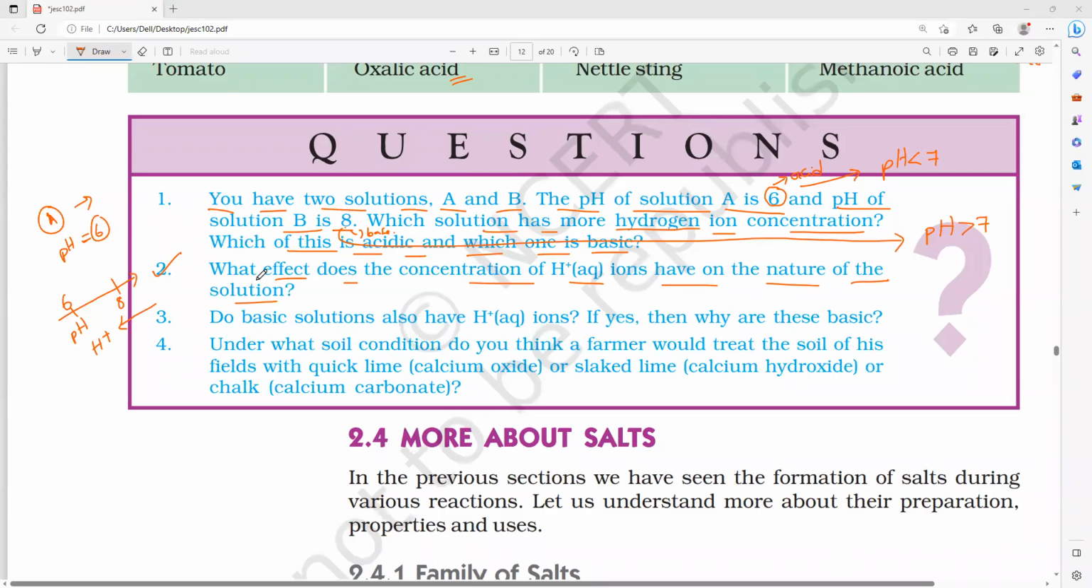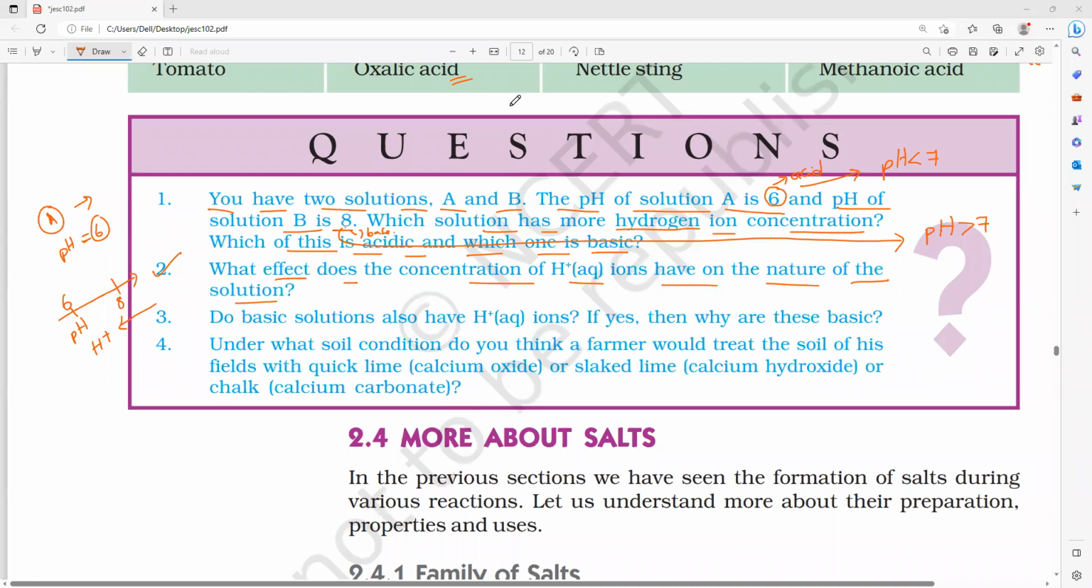Write the answer for the second question. What effect does the concentration of H plus ions have on the nature of the solution? Write the answer. The acidic strength is directly proportional to the concentration of H plus ions.